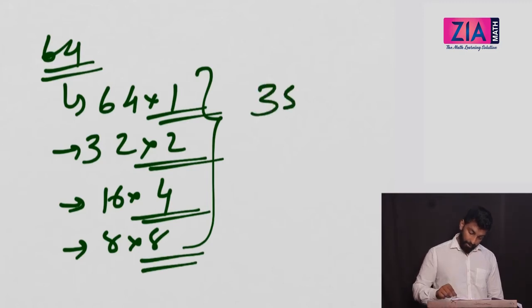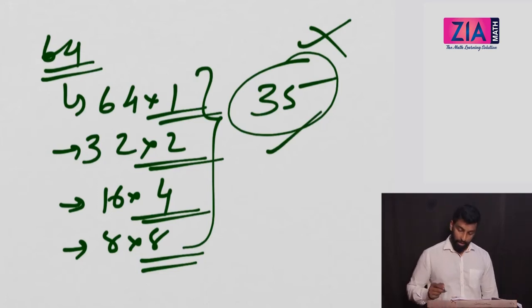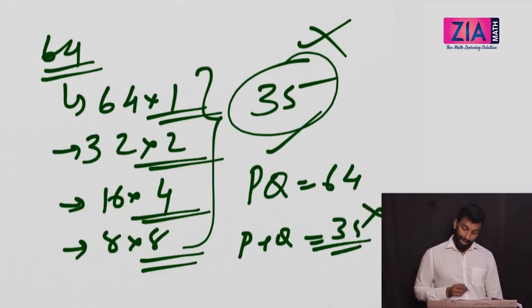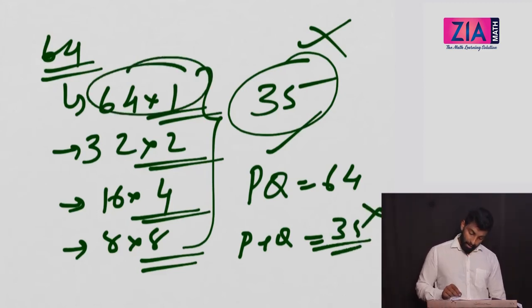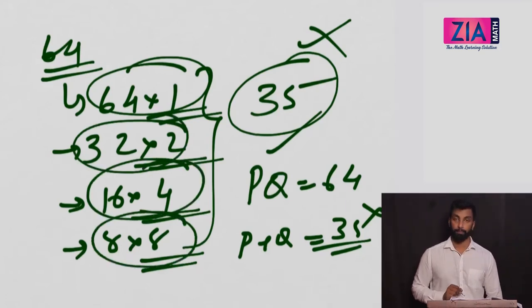65, 34, 20 and 16. So clearly you can understand that 35 is not possible. So you'll pick 35 as the correct answer. You got it? If P into Q is equal to 64, P plus Q cannot be 35. That is not possible. It can be 65, it can be 34, it can be 20, it can be 16 also.